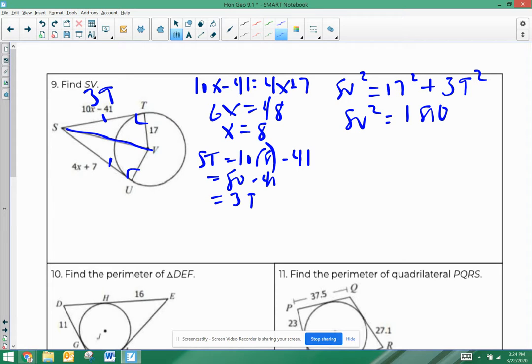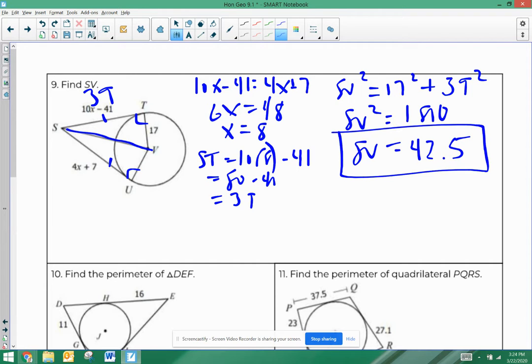Take the square root of that. Down to the nearest tenth, 42.5 units. I know that's logical because that's the longest segment.